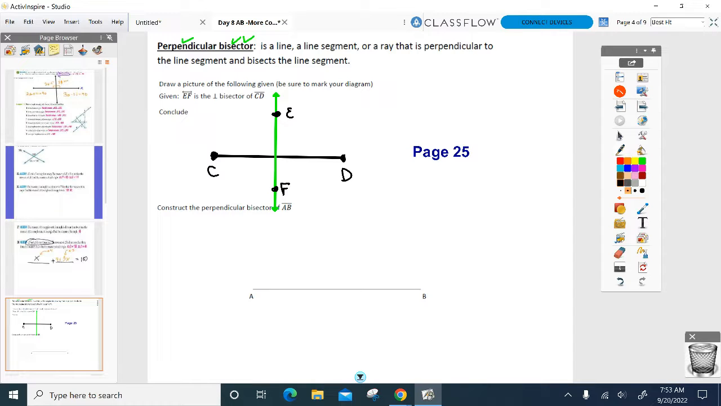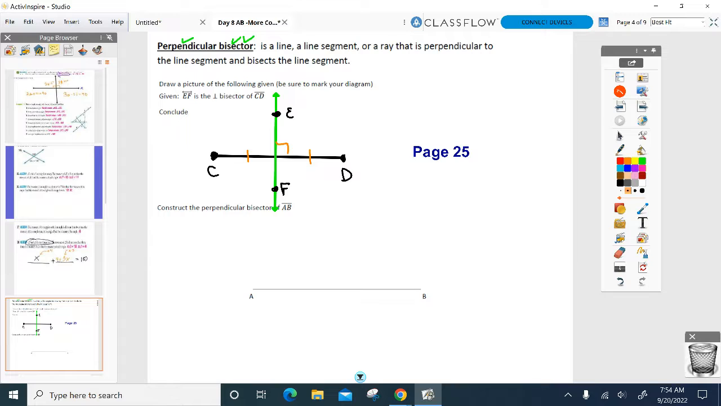Okay, we've got to put a lot of symbols on this. How are you going to show me it's perpendicular? Put at least one right angle on it. That shows me it's perpendicular. How are you going to show me it bisects? Hash marks. On where? EF or CD? CD, because that's the one being cut in half. There you go. That is EF, a perpendicular bisector.